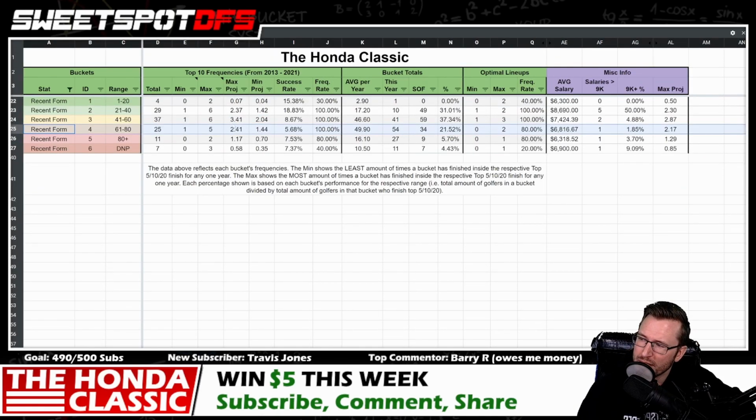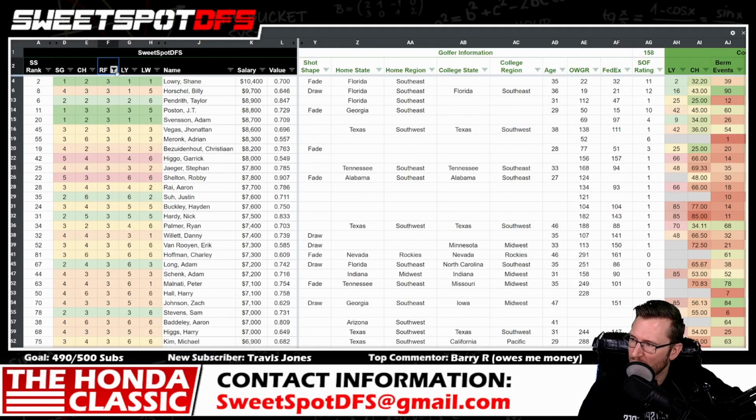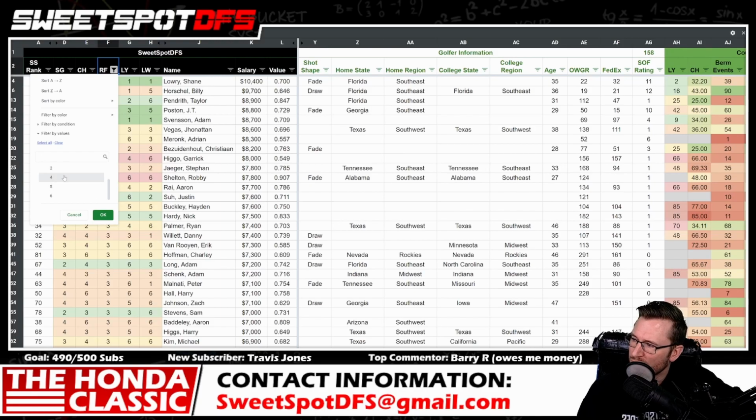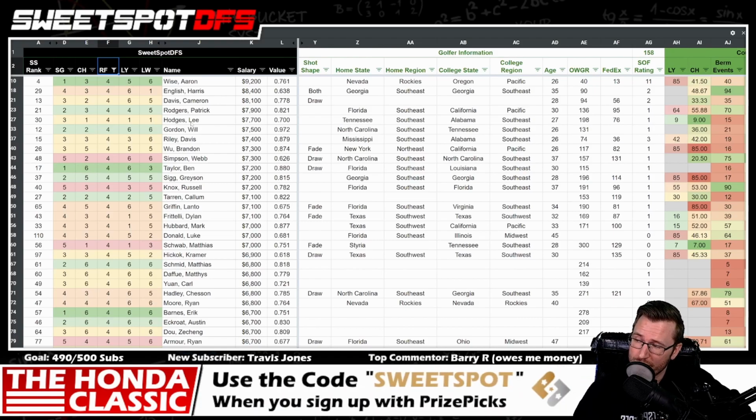Recent form 4s, 60 to 80 range, 1 to 3. That stays consistent with adding the sweet spot ranks. So let's find 1 to 3. Aaron Rai, oh, Harris English, right? So a lot of things for me are pointing towards Harris English. Harris English and Ben Griffin are probably some of the top names that keep popping up for me.